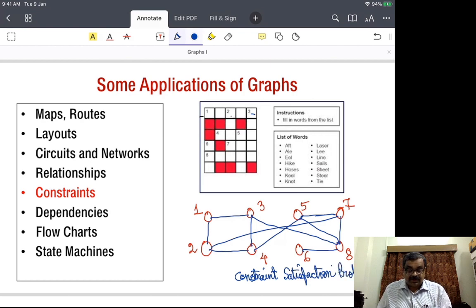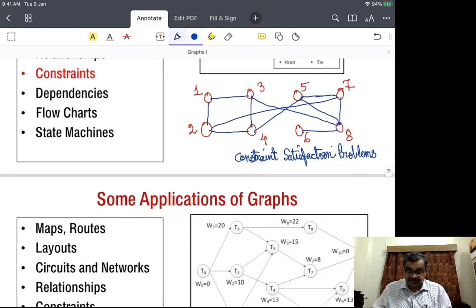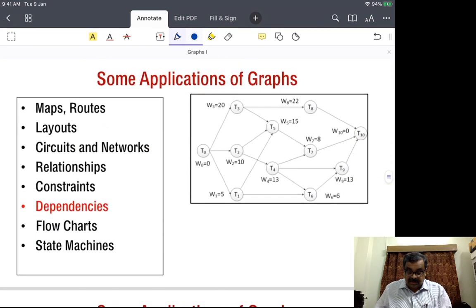And these graphs are known as constraint graphs. Let us come to another example. In many cases of scheduling problems, you have a set of tasks. And in order to completely schedule the tasks, they have dependencies over each other. And these dependencies are drawn by marking an edge from one node to another.